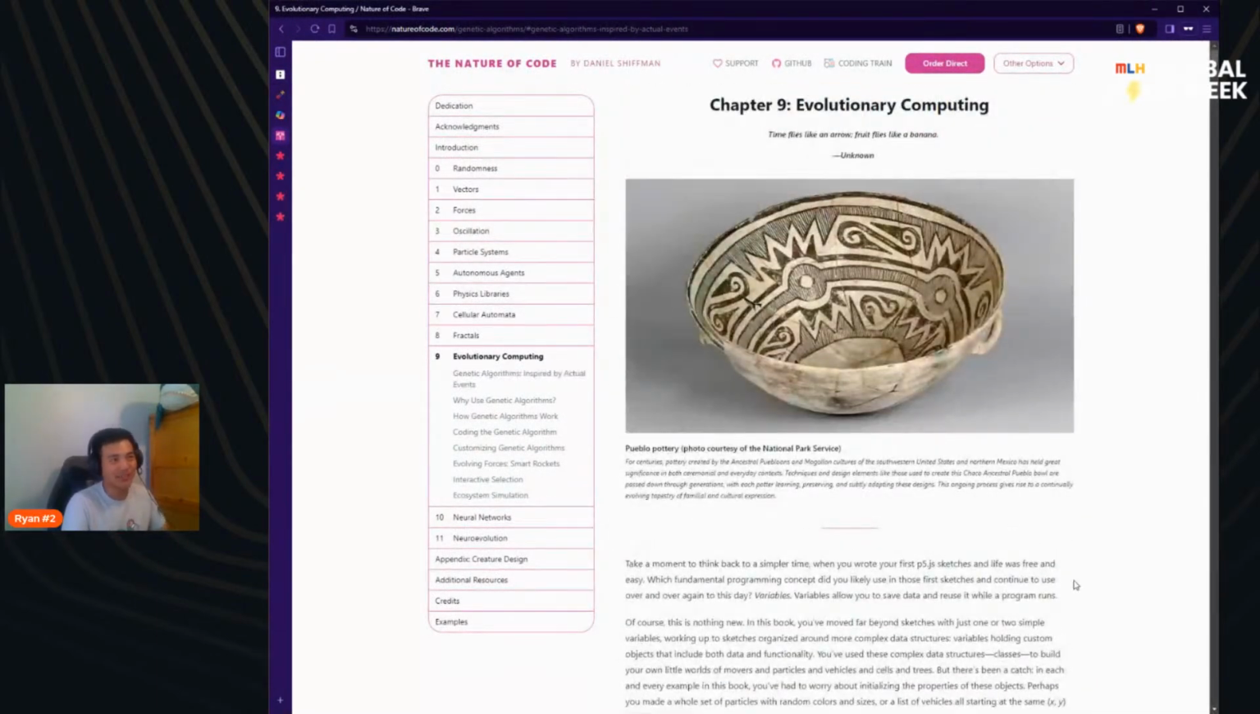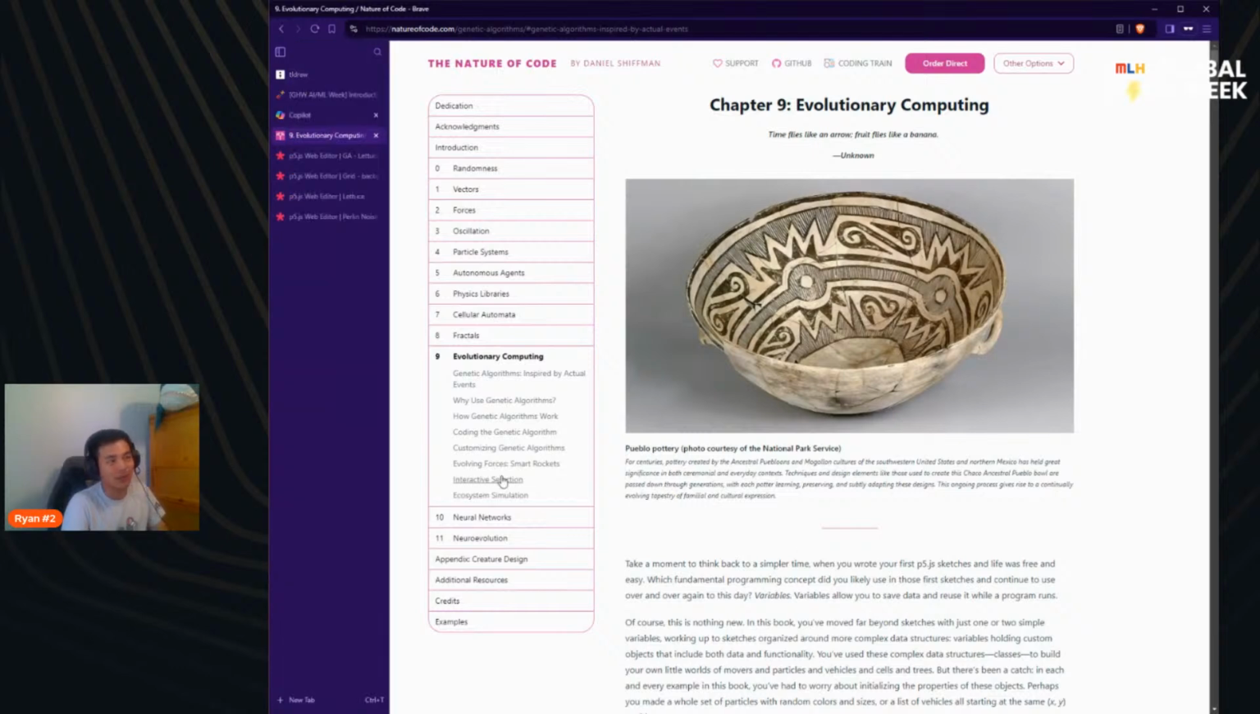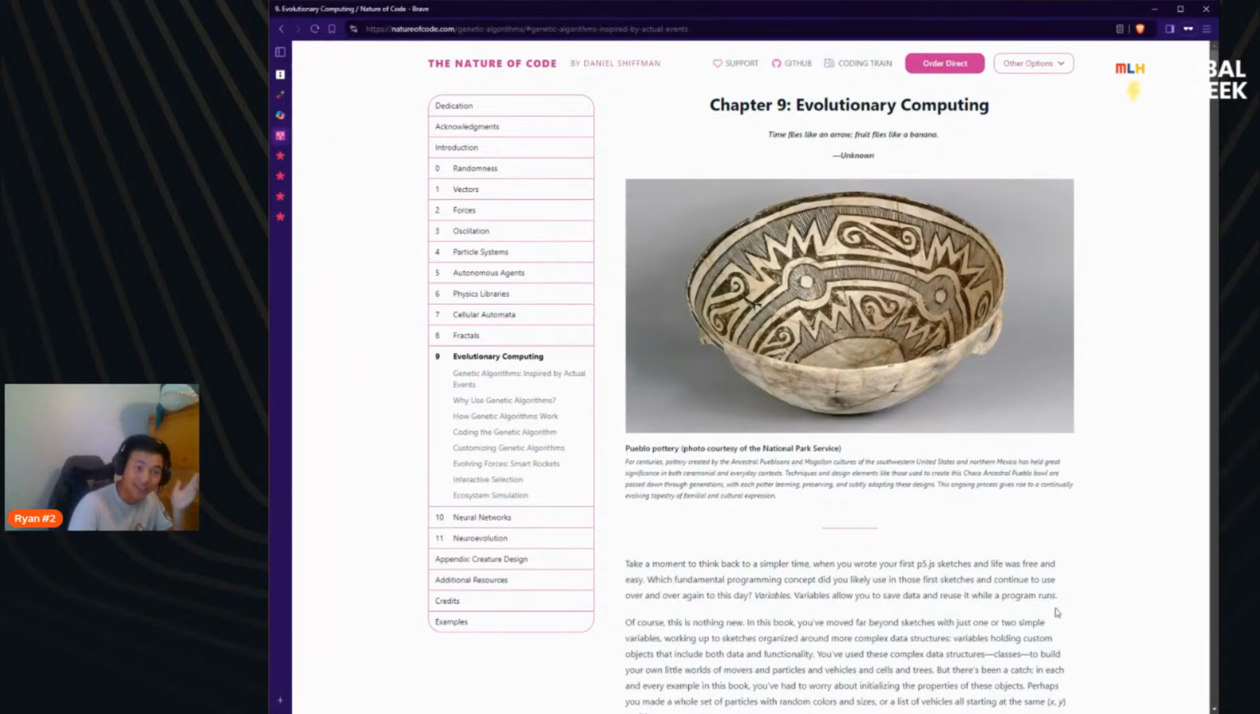So this is his textbook, a completely free textbook. The link is going to be in the whiteboard if you want to get your hand on a copy of this thing.